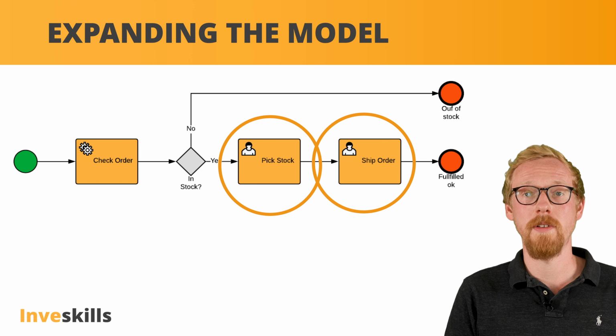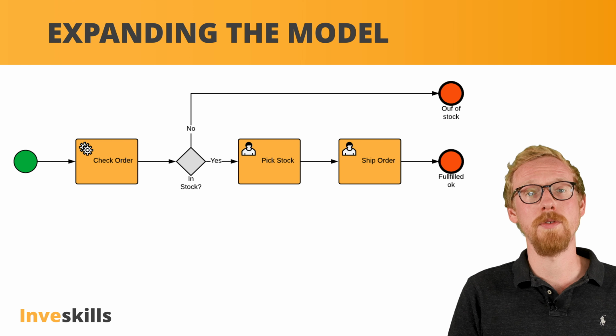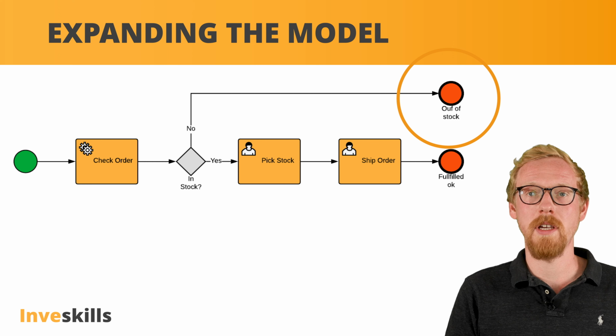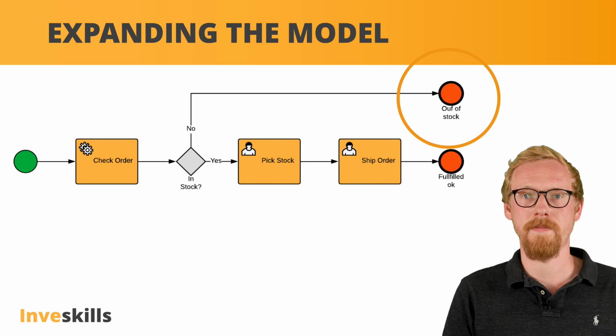If the order is shipped, the process ends with the fulfilled OK end state, which has the same name as the gateway that tests the outcome of the fulfill order subprocess in the parent level diagram. If the item is not in stock, we will end the subprocess with the end event out of stock.